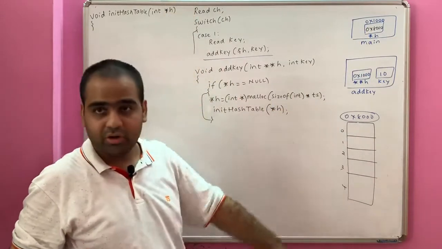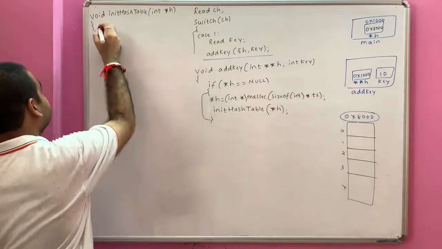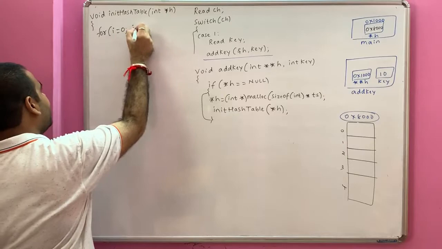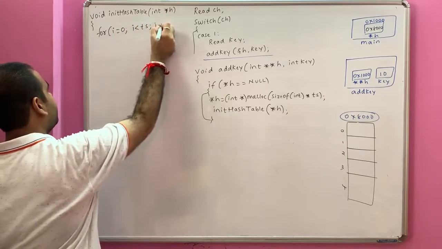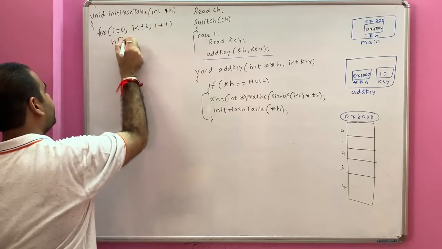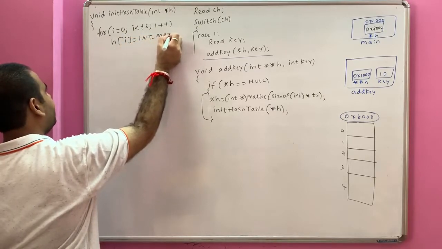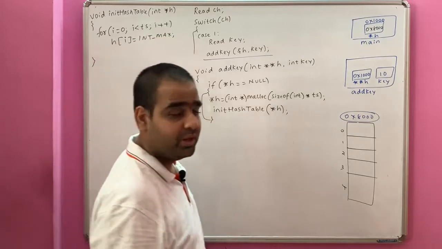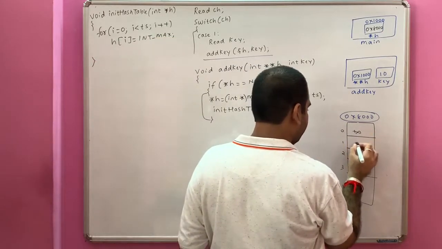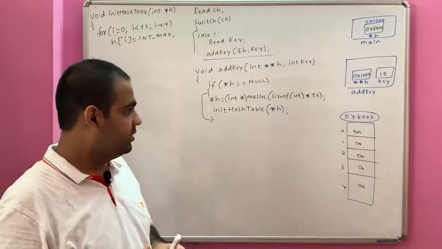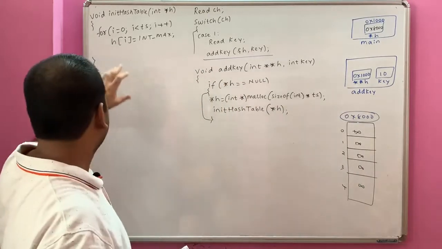Now it is 8000 of 0 and everything. It has to be made as infinity. Therefore we say for I is 0, I less than table size, I plus plus, and what do we write? H of I is equal to int max. And what do we say? H of 0 is equal to infinity, 1 is infinity, 2 is infinity, 3 is infinity and 4 is infinity. Table is initialized. This is init table function.